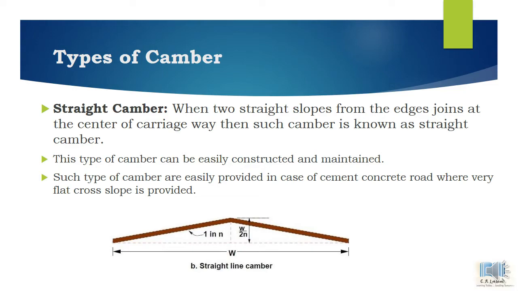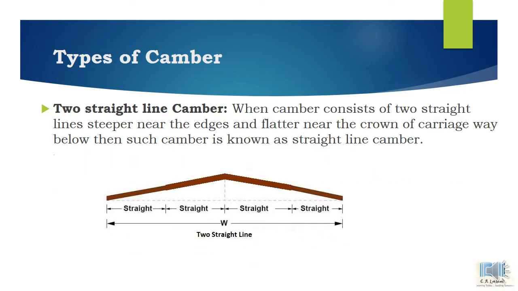This is the diagram of straight line camber. From this diagram you can see there are two straight lines from the crown which join the road surface. The distance of the steeper line is 0.5 B from the road edge, and the flatter line is 0.5 B from the end of the steeper line.